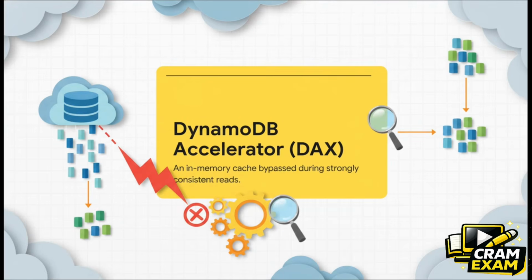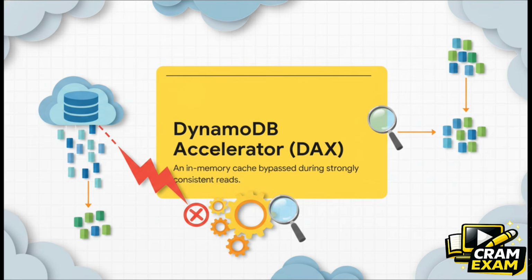Finally, as your smart friend trying to save you from a massive architectural failure, I have to warn you about the DAX trap. DynamoDB Accelerator, or DAX, is a brilliant in-memory cache designed to give you microsecond read performance. But if you execute a strongly consistent read through a DAX cluster, DAX is forced to completely bypass the cache and hit the underlying DynamoDB table directly to guarantee accuracy.